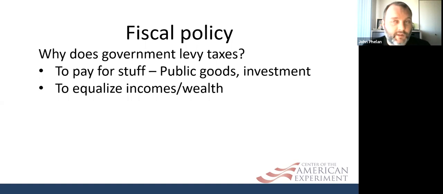So, to give you the example of defense. If I pay for a nuclear weapons system that deters the Soviets, it stops the Soviets attacking me, great, but it also stops the Soviets attacking you, whether you pay for it or not.